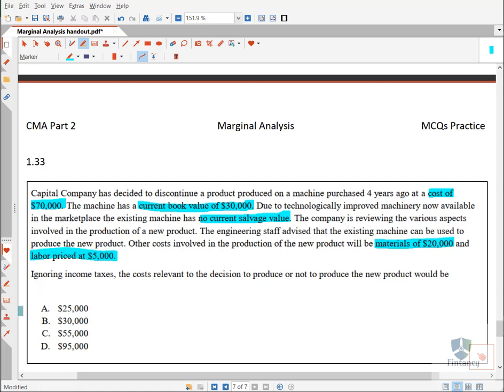Okay, so there is a machine, no use, no scrap value, even you cannot sell it in the scrap market. The engineering people said, no issues, sir, we can use it to make a new product, and the material will cost this much, labor will cost this much. So my friends, how much is the relevant cost in this decision, whether to make the new product or not? Very simple question. Again, you need to remember the concept that relevant cost is a future cost, not the past cost, not the sunk cost. So based on this concept, what will be your answer?